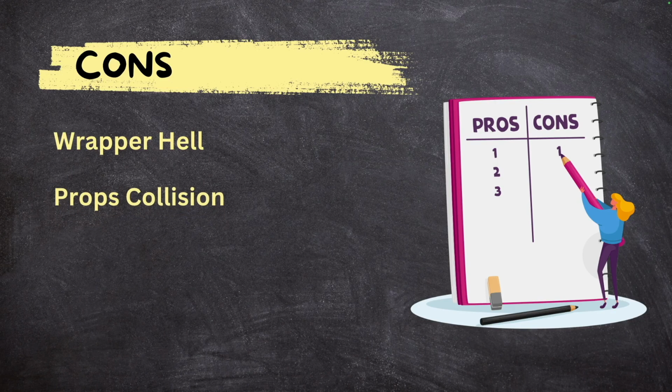Next one is the prop collision. HOC needs to pass down all the necessary props to the wrapped components. If not handled correctly, there could be a prop name collision or missing props. And we are going to see all this when we actually implement the example of HOC.